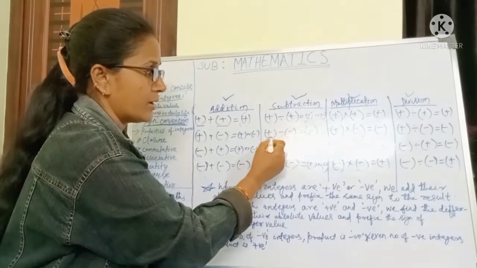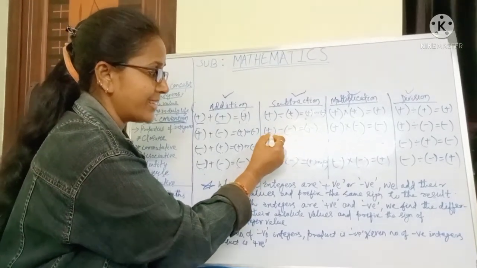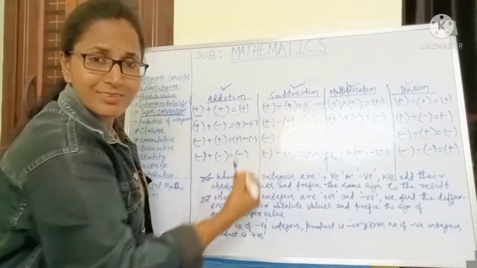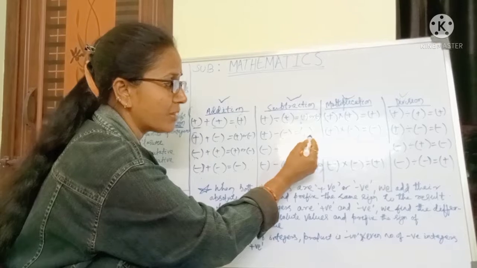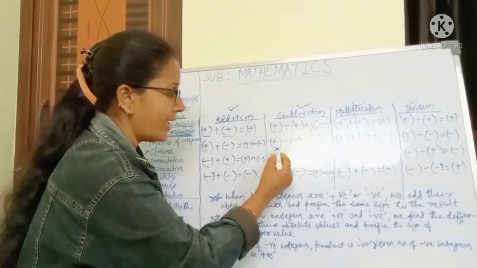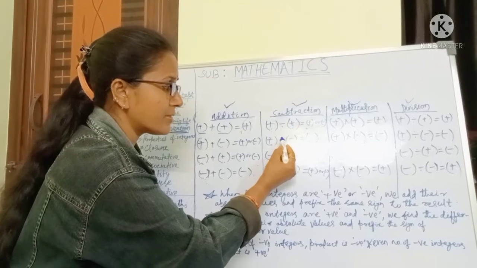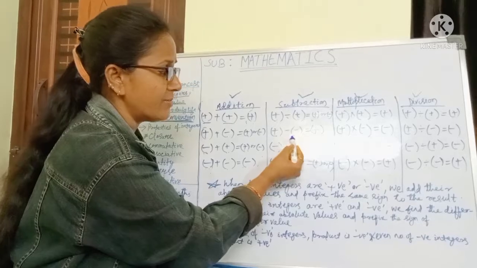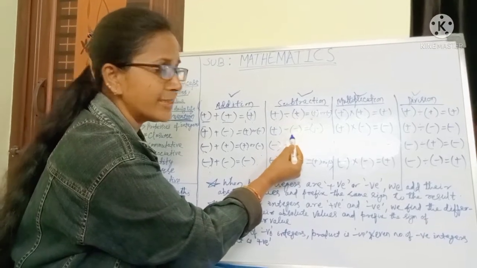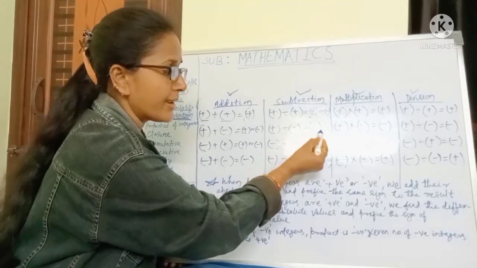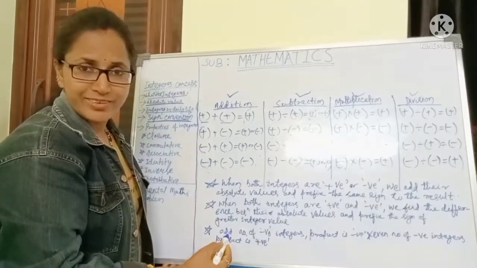Next, when we take positive as the first number and negative as the second number, we get a positive integer in the result. Why? The subtraction of a negative number becomes addition, so we are adding two positive integers and getting a positive integer as the result.